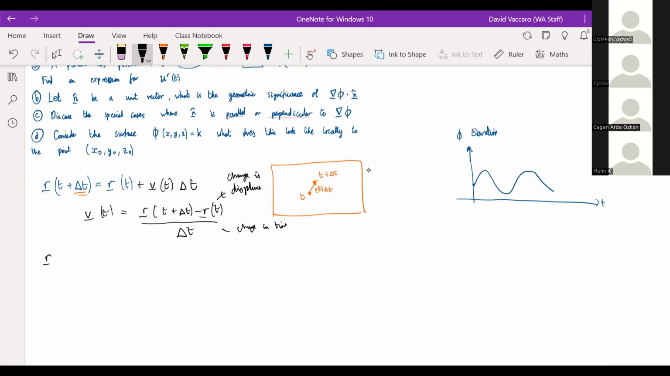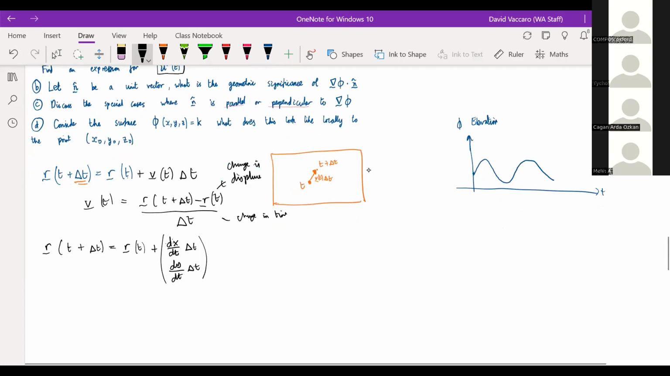Okay, and now my new position is r(t) plus my velocity, which is dx by dt in the x direction and dy by dt in the y direction. Elevation. So what I want to do now is find u of r(t) plus delta t.